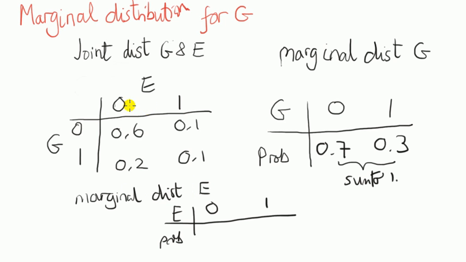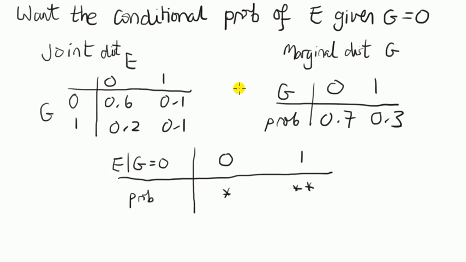Likewise, the marginal distribution of E can be obtained from this joint. When E is 0, G can be 0 or 1. We just add up this time across the rows. 0.6 plus 0.2, 0.8. When E is 1 is 0.1 plus 0.1, 0.2. Those two add up to 1. Done.